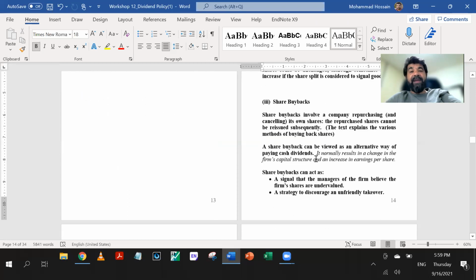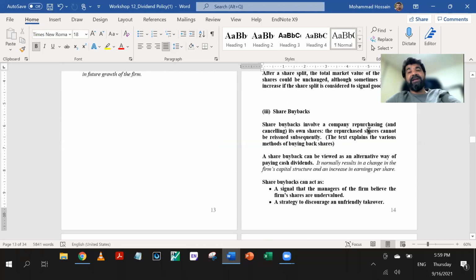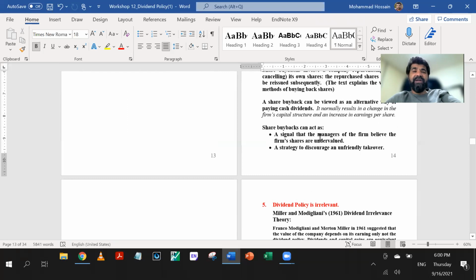All right, share buyback is an interesting one. Share buyback involves a company repurchasing its own shares. The repurchased shares cannot be reissued subsequently. Normally it happens when the company has a good position and doesn't need the money from the shareholders anymore. Okay, take your money, give my share back. That's what the company has to do.